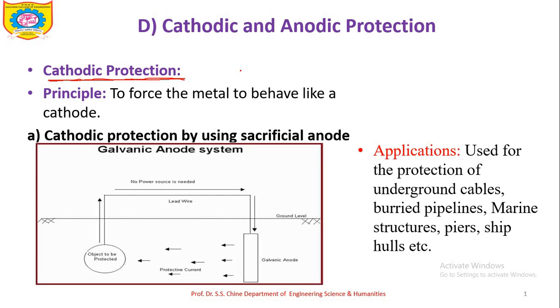Suppose zinc is placed in contact with the iron, then what will happen? Zinc is acting as an anode and iron will act as a cathode. So we have to force the metal to behave like a cathode. The metal structure to be protected is forced to behave like a cathode, which is the principle of cathodic protection. Now this can be done by using two methods. The first one is cathodic protection by using a sacrificial anode.